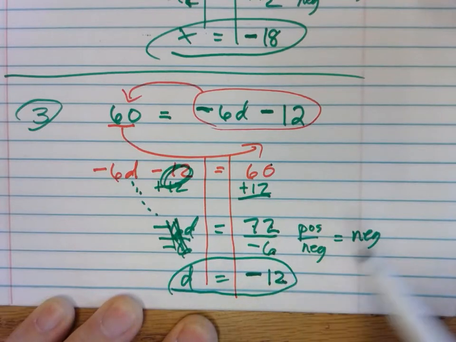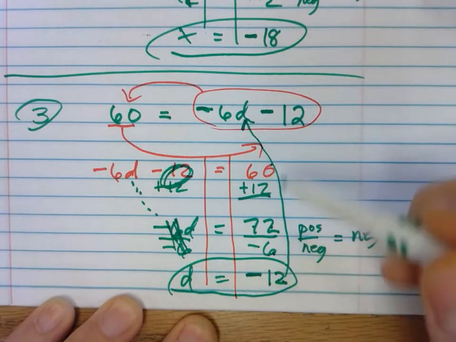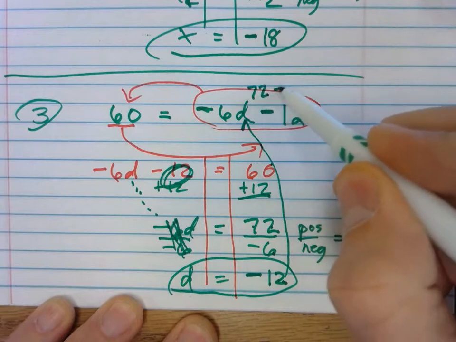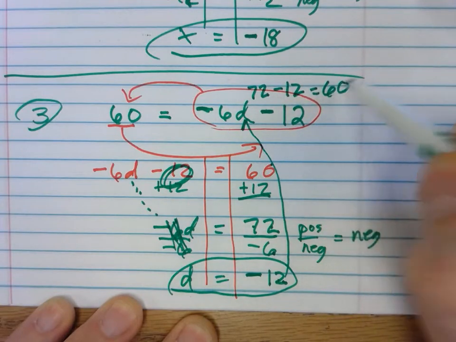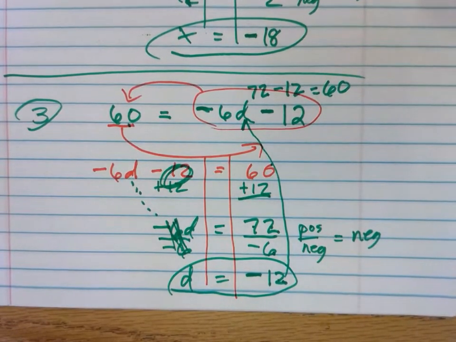All right, again, if you want to know if that's right, you can just take that up and put it right there. Negative 6 times negative 12, that'd be 72. And 72 minus 12 is 60. Hey, and that's what it's supposed to be. It's supposed to be 60. So you can always check your answer and see if they're right. You don't even have to ask me.